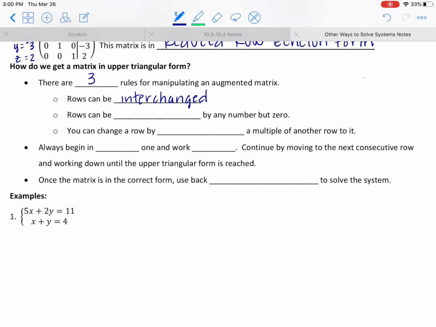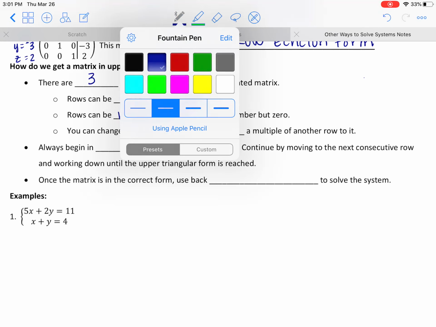And then we can also multiply rows by any non-zero number, right? Like we were using with elimination. If I wanted to take this whole equation and multiply it by 2, that's a legal move. Well, that's also a legal move in matrix operations. So rows can be multiplied by any non-zero number. And we can also multiply by fractional amounts, which is like dividing a whole row by 4. Multiplying by a fourth would be the same thing.